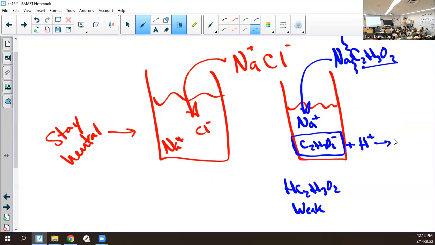To become this acid again. So what happens in this solution to the concentration of H plus? It goes down, which means it's basic. So I was able to make a basic solution even though I didn't add a base. I added the conjugate base of a weak acid.